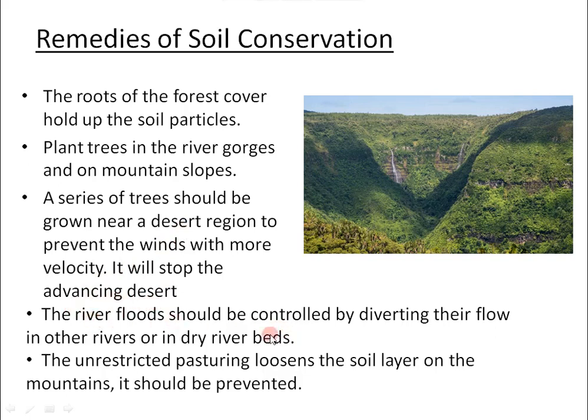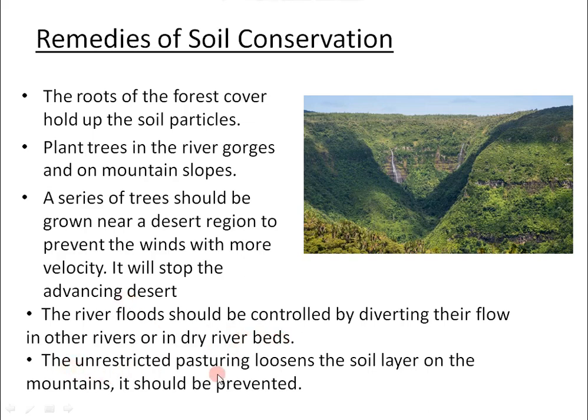The river flood should be controlled by diverting the flow into other rivers or into dry river beds. So if the problem of flood is arising, we can divert the water in different directions, especially into other rivers or dry river beds, the regions of a river which have dried. In those regions we can divert the water.